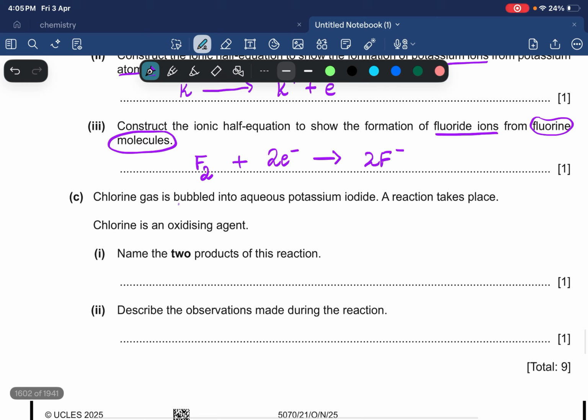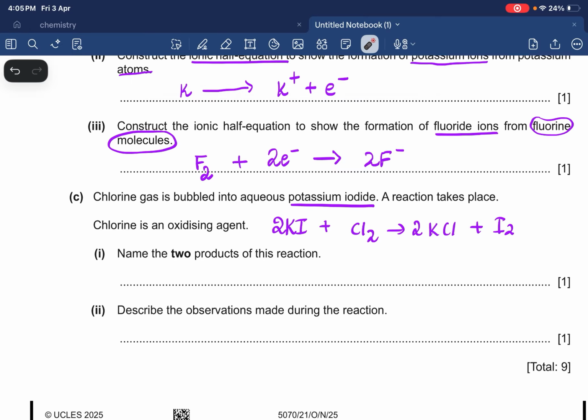Okay, chlorine gas is bubbled into aqueous solution of potassium iodide. So what's happening is that you have potassium iodide and you're bubbling chlorine gas into it. So you're going to form KCl plus I2, 2 moles of this, 2 moles of this. What is happening over here is that since chlorine is more reactive than iodine, it's replacing iodine in potassium iodide, and iodine is being formed.